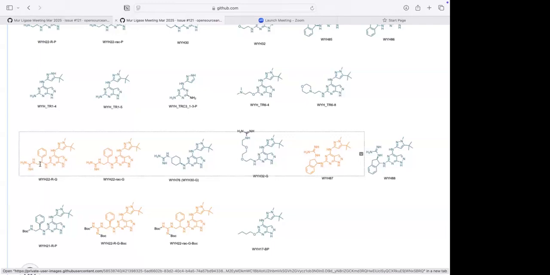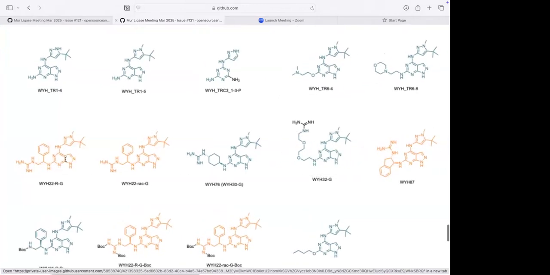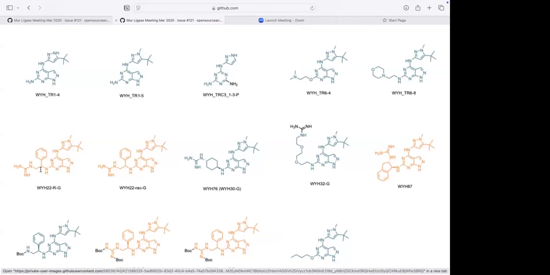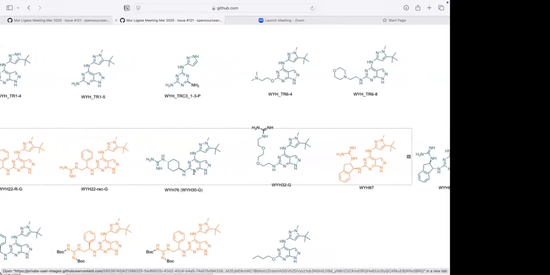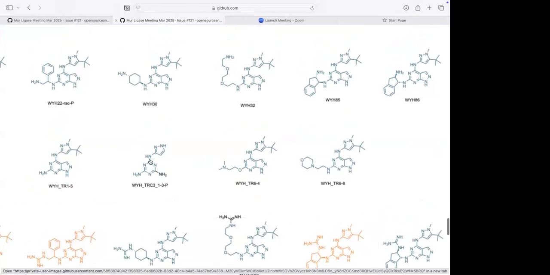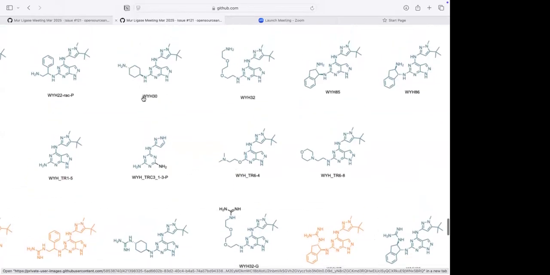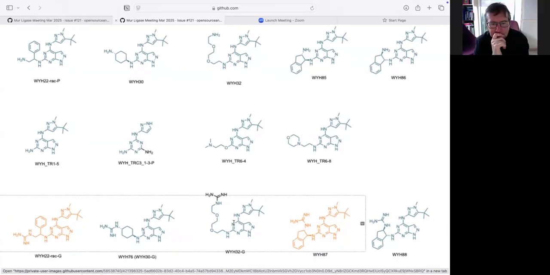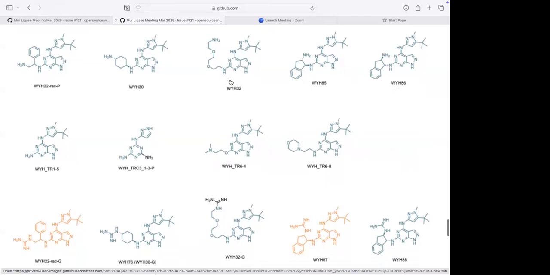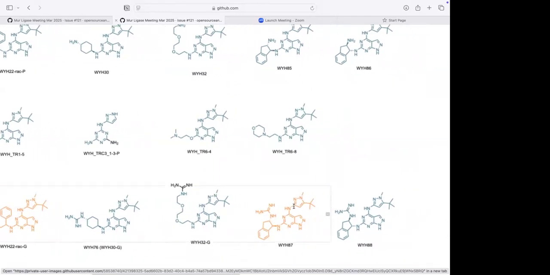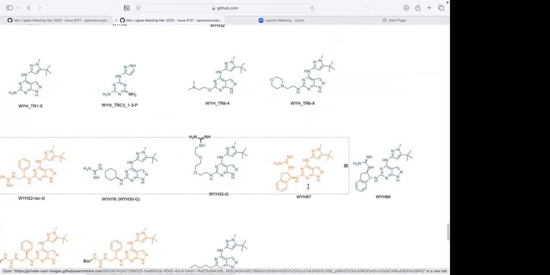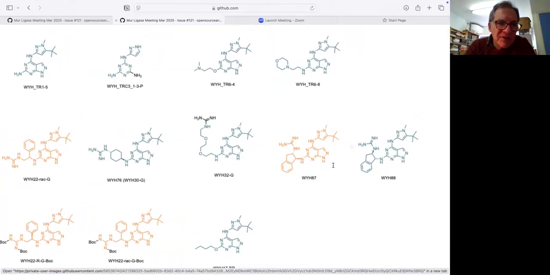Sorry, I forgot to mark the ice. This is our version of AZ595, and this is the racemic version of this guanidinium. This one correspondingly is the guanidinium version of WH30, and this is the guanidinium version of 32, 35, 85, and 86 correspondingly.